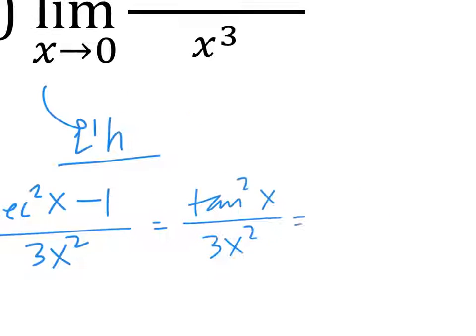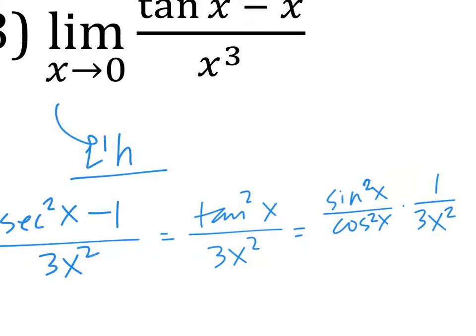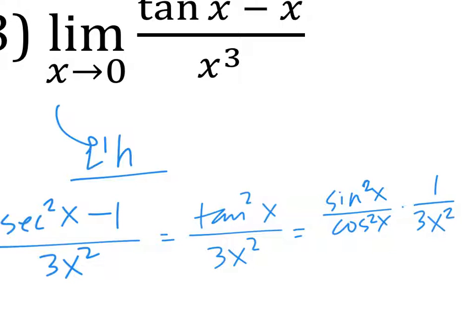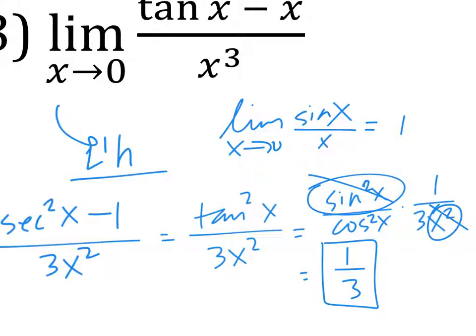Okay, tangent squared is sine squared over cosine squared, right? Remember, this is the limit as x goes to 0. Remember that rule? Limit as x goes to 0 of sine x over x is equal to 1. Much easier this way. So that's going to be 1, and cosine squared of 0 is 1, so the answer is 1/3. Or else you have to take L'Hopital's rule 2 more times, and that's going to take too long, because you need to reduce it so that it never gets 0 over 0 again.